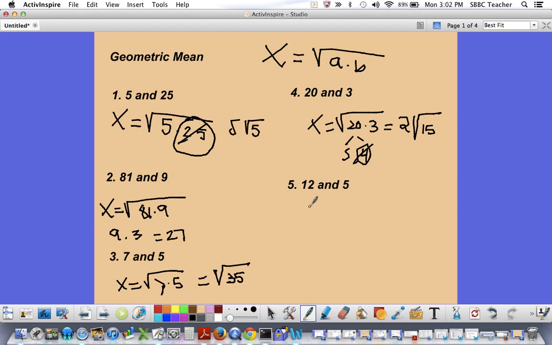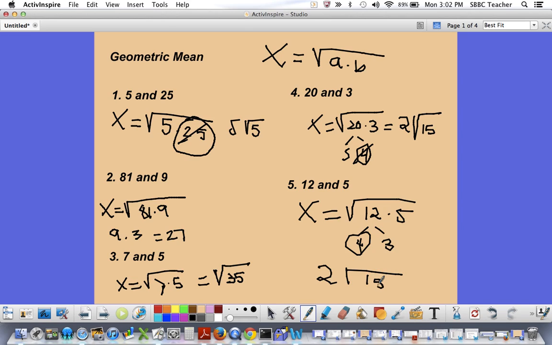Now for number 5, 12 and 5, we do x equals square root of 12 times 5. 12 breaks down to 4 and 3, so 4 is a perfect square. So a 2 comes out, and a 15 stays inside. So this one's also 2 square root of 15.